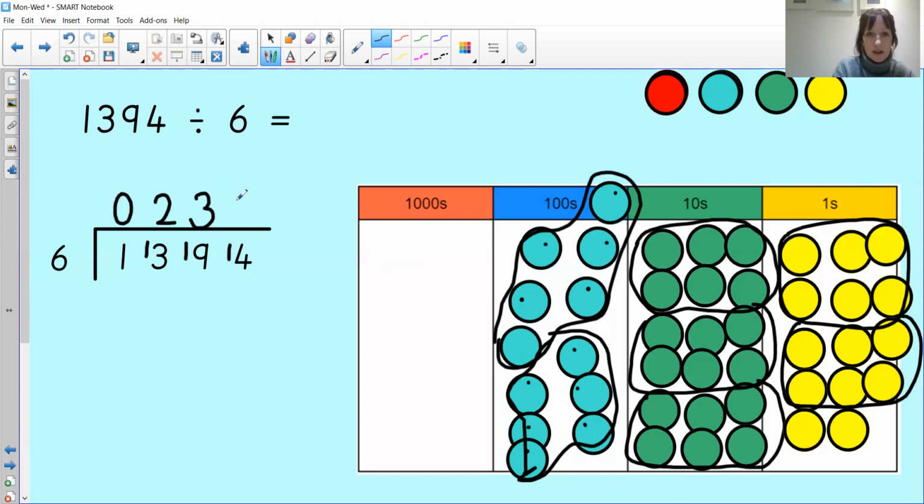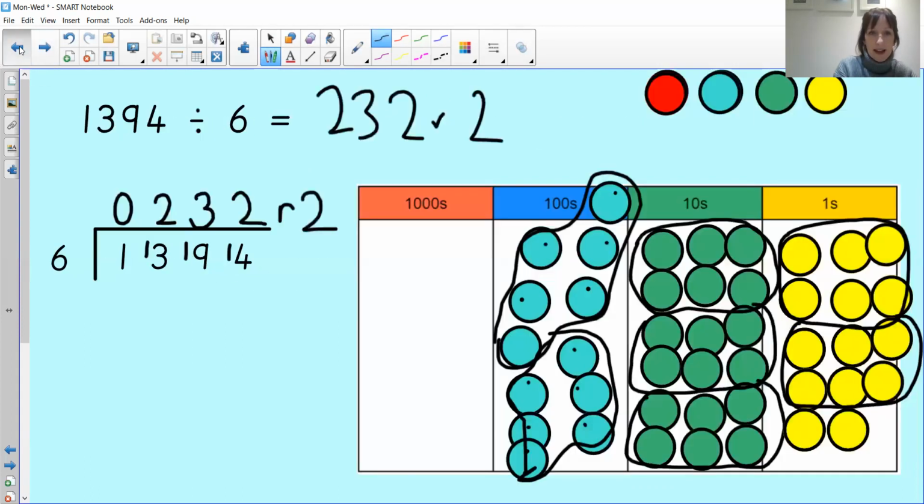So I've got 2 complete groups of 6 and I've got these two. Now I can't exchange anymore because there are no more place value columns. So they are my remainders. That's as far as I can go. So I'm going to write that next to my answer here. So my answer is 232 remainder 2.